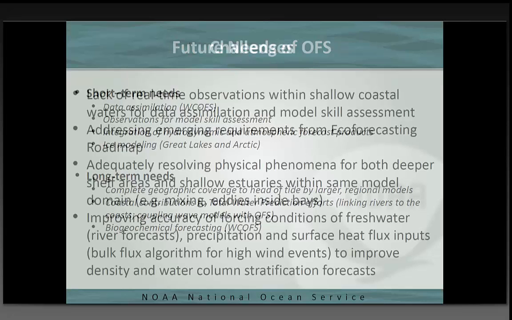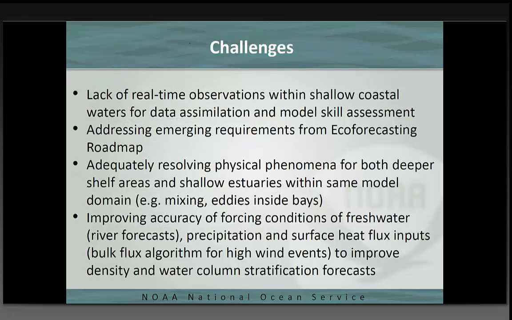So some of the challenges in trying to meet these needs. We talked about observations being available to help, not only with validation of our models, but also in terms of data simulation to improve our forecast once we have these models implemented. We also need to figure out how to better address the requirements coming from the eco forecasting world, and then towards the physics, trying to resolve some of the phenomena we're seeing. That comes with getting better forcing conditions in our model.